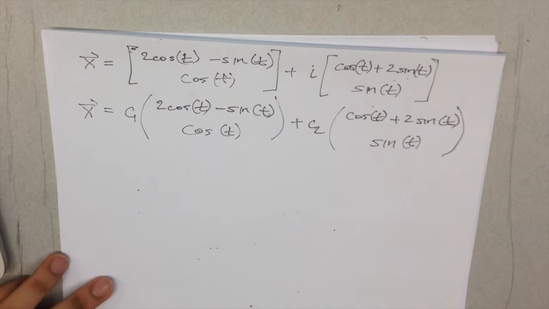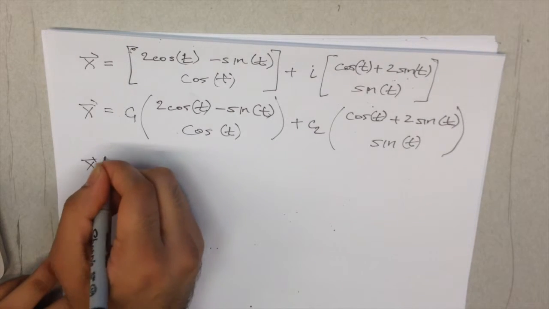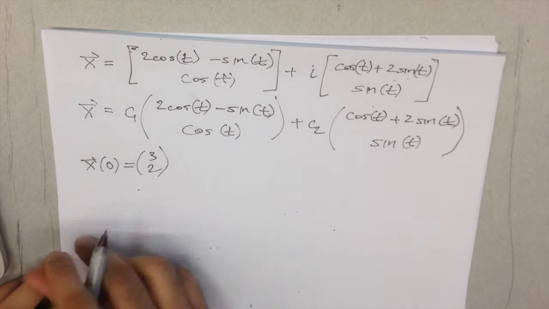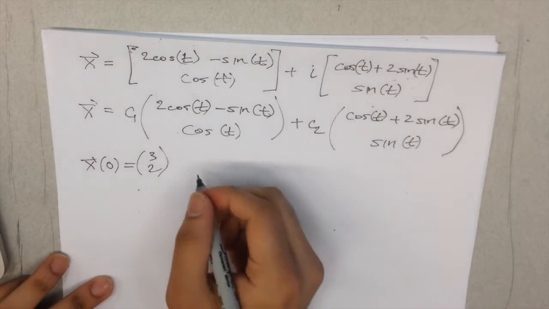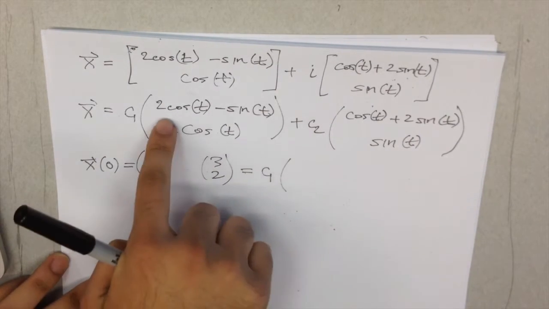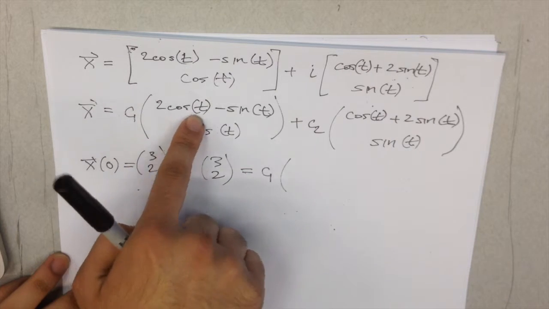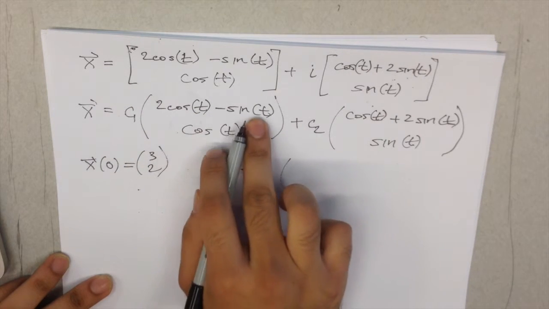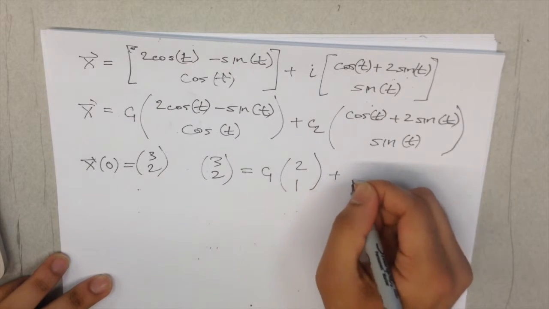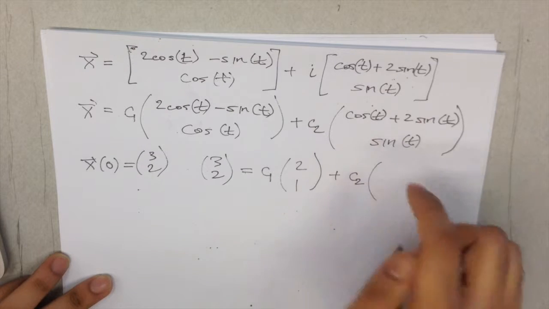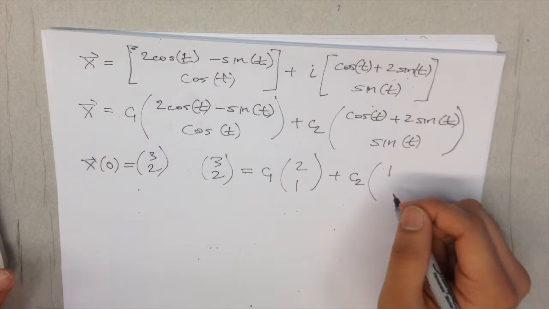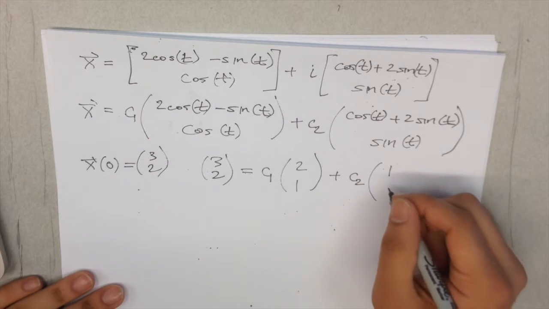So we were given an initial condition of x of 0 is 3, 2. So what we'll do is we plug in. We get 3, 2 is equal to C1 times, if I do 2 cosine of 0, I get 2 minus 0, so 2, and then I get 1 here, plus C2 times, I get 1, and then I get 0.